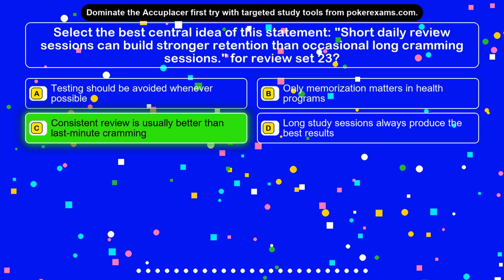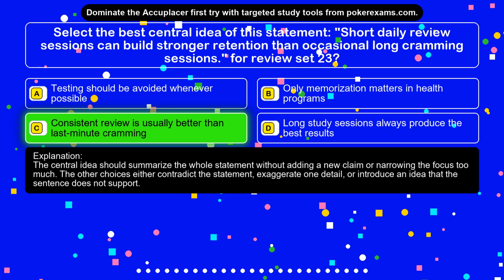The correct answer is option C. Consistent review is usually better than last-minute cramming. The central idea should summarize the whole statement without adding a new claim or narrowing the focus too much. The other choices either contradict the statement, exaggerate one detail, or introduce an idea that the sentence does not support.